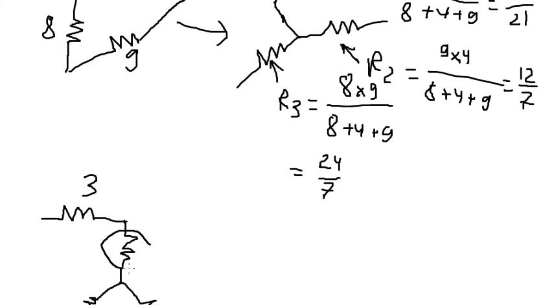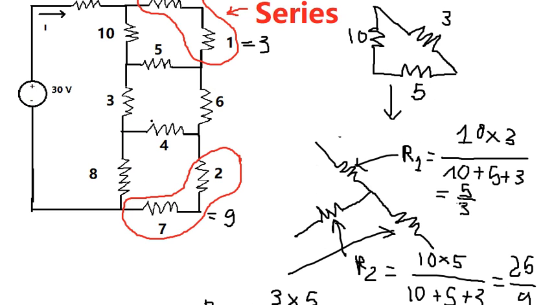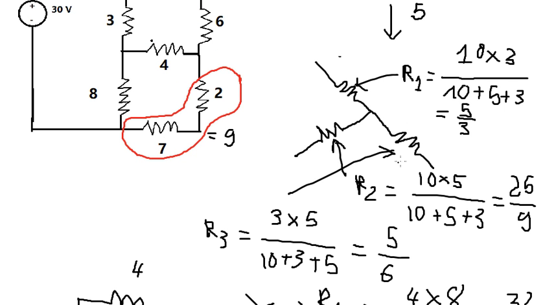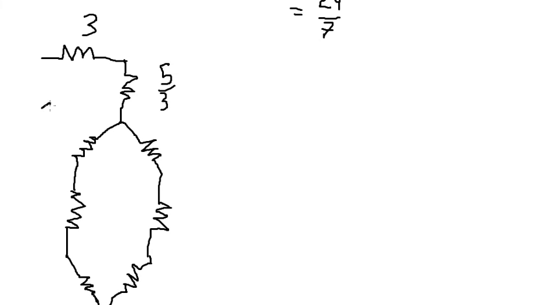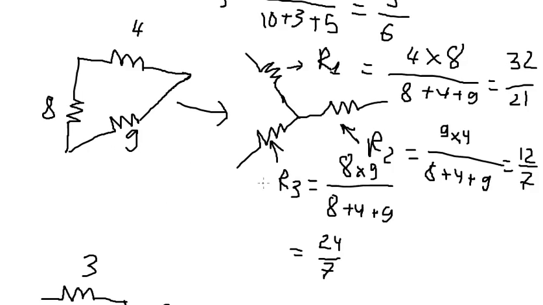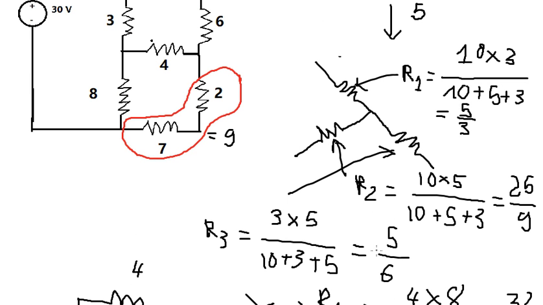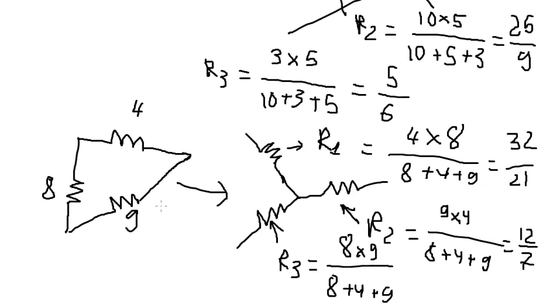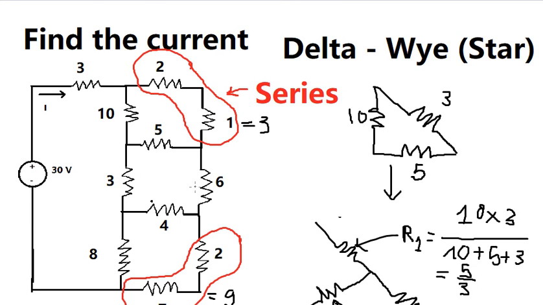The number in here is R1. We have 5 over 3. This number in here is R2. We have 25 over 9. And this one is R3. We have 5 over 6. This one we keep the same, so that should be 3 and 6.